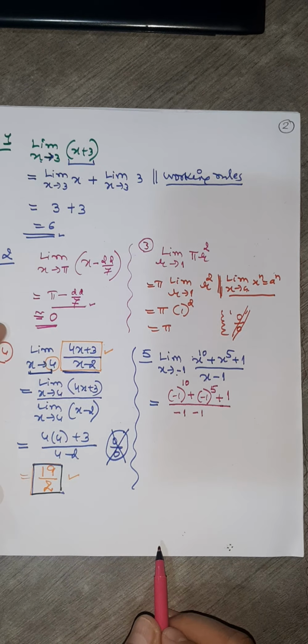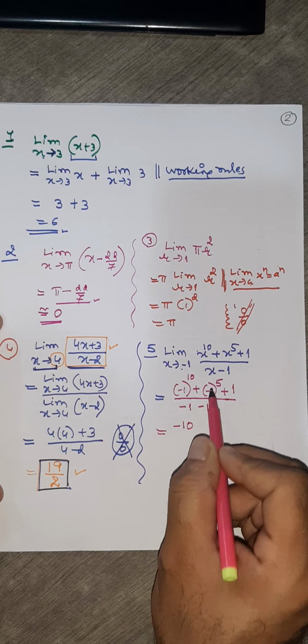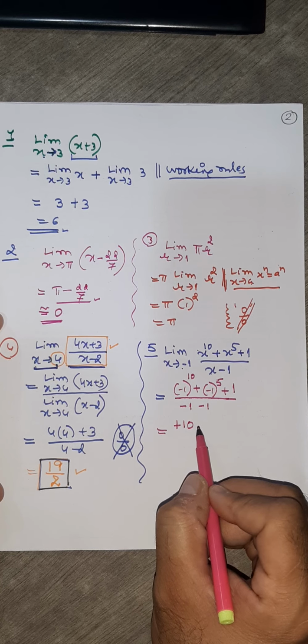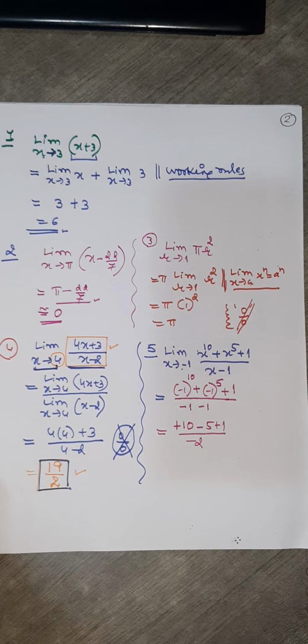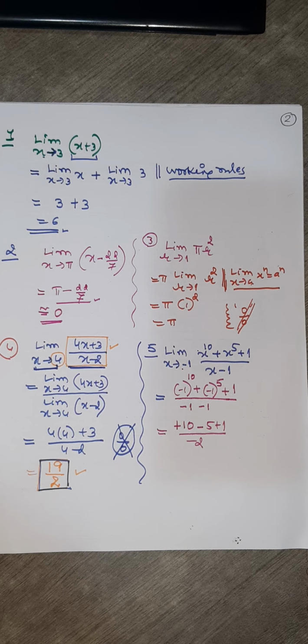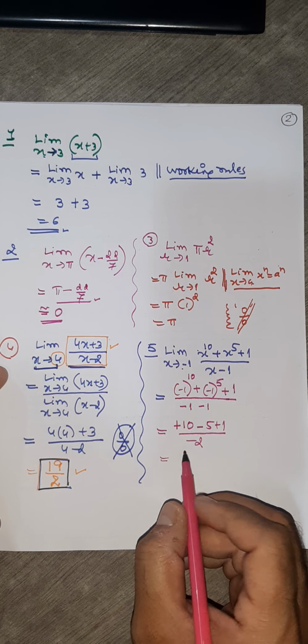What I did, I applied the limit. Okay, what is this? This is -10. Sorry, this will be +10. This is -5 plus 1 upon -2. So you have here 11 by... 11 minus 5, which is 6 by 2.